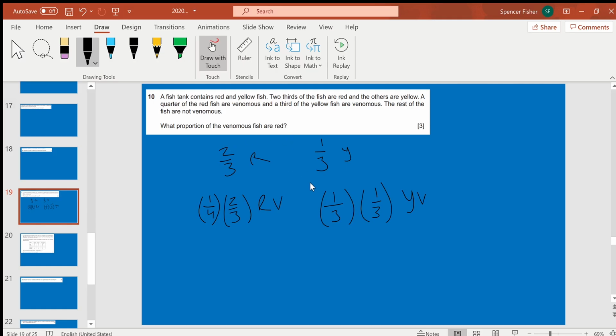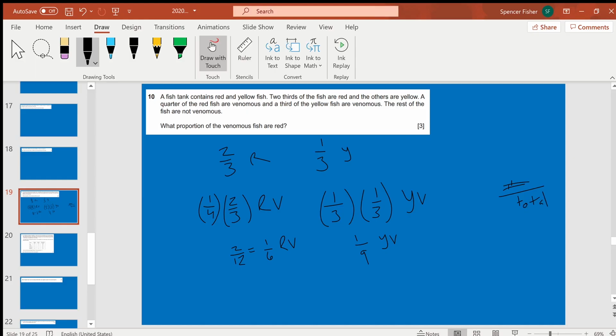So there's a couple things we need to take into consideration here. First of all, if we were to multiply these out, that means 2/12 or 1/6 of the fish are red and venomous. This means 1/9 of the fish are yellow and venomous. So we're doing the same thing that you would expect if you were trying to come up with some kind of fraction of the total. You need some number, and you need some total.